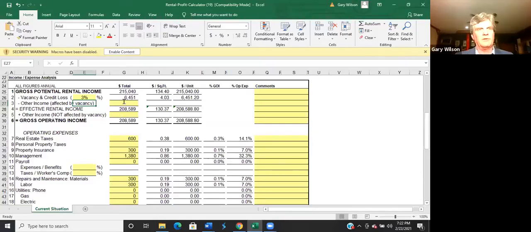Let's say the garages, I think there was 1, 2, 3, 4, 5, 6, that we get $100 a month. That's 600 times 12. Is that 7,200? Is that right? Yeah, 7,200. Okay. Other income affected by vacancy. No, it reduced it. What the heck? That should be a plus. Let's do that down here, 7,200.